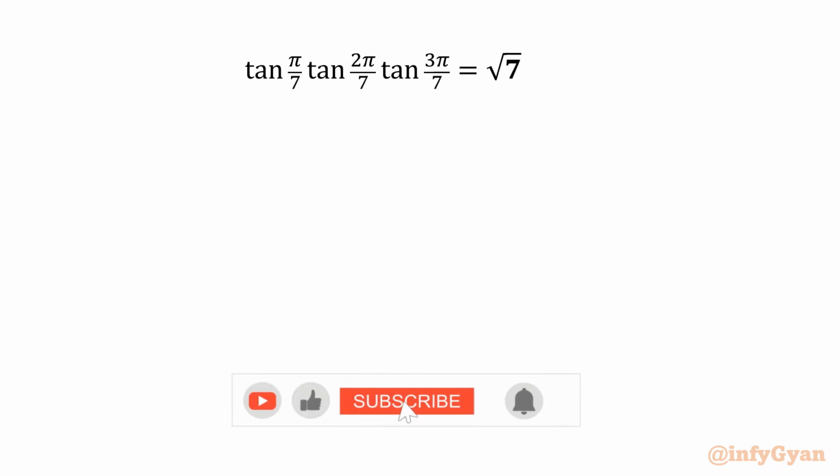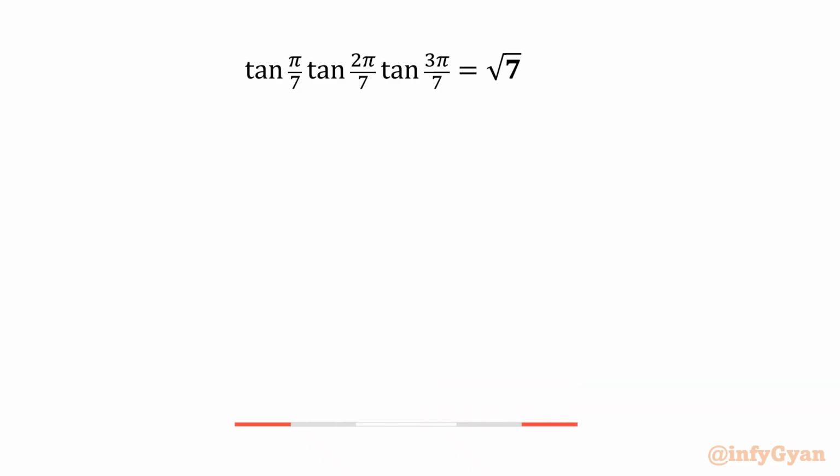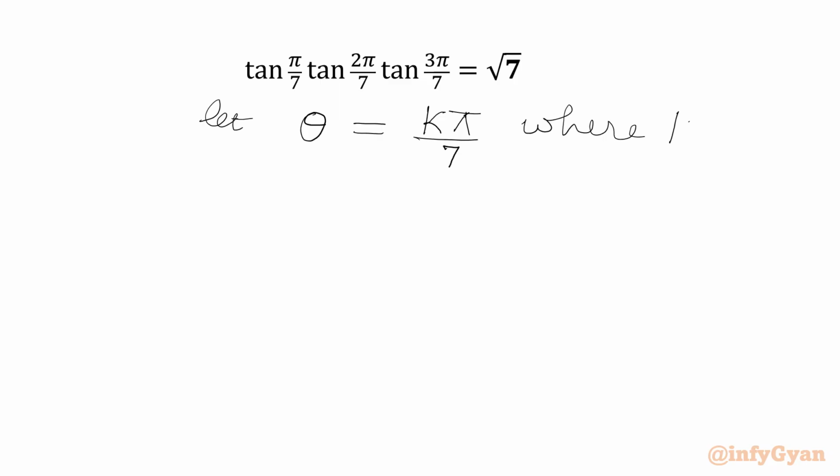Today in this video we are going to solve one very interesting question from trigonometry. We have to show that tan pi over 7 times tan 2 pi over 7 times tan 3 pi over 7 equals square root 7. So let's get started by considering, let us say, theta is equal to k pi over 7, where k belongs to integers.